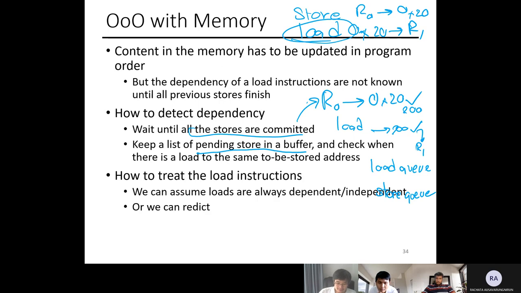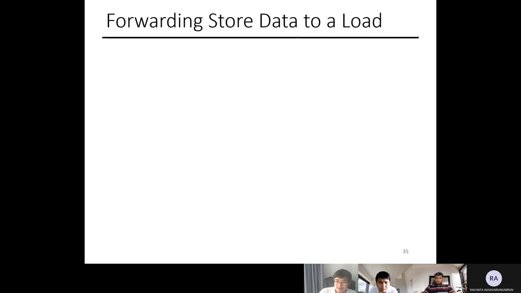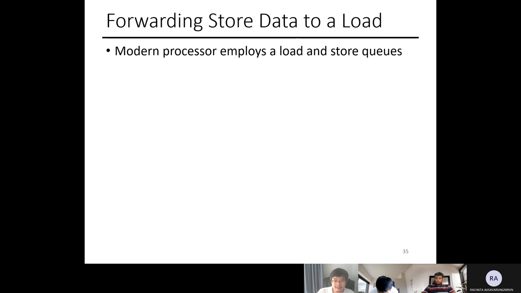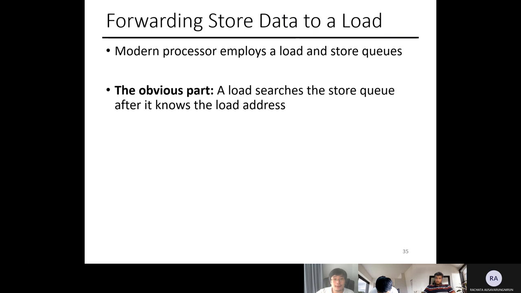If there is, get me that value. So whenever you have a load instruction, we can redirect again using the redirection. Say, that entry is going to basically store data to my load. So that means you can forward the data from a store queue to the load. Modern processors employ this; they employ the load and store queue. So the obvious part is the load will search the store queue after it knows the load address. Sometimes it takes a few cycles to figure out what address I want to load. But once you know the address, you check the store queue and see if anyone is trying to store a value to that address. If yes, forward it. You don't have to go to the main memory because your CPU inside the store queue has your value.